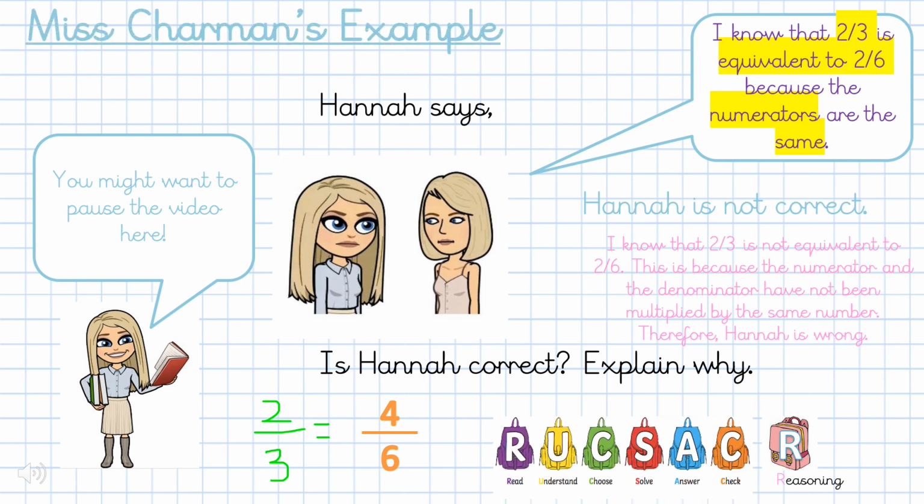Now time to put my final rucksack on, so I now need to explain my reasoning. So I have said, I know that 2/3 is not equivalent to 2/6. This is because the numerator and the denominator have not been multiplied by the same number. Therefore, Hannah is wrong.